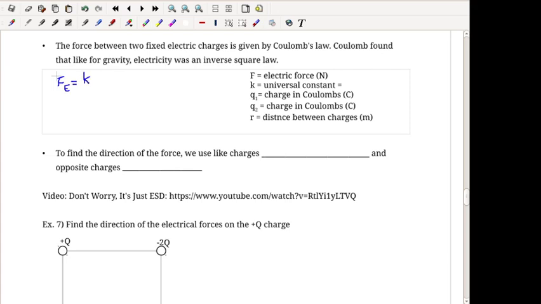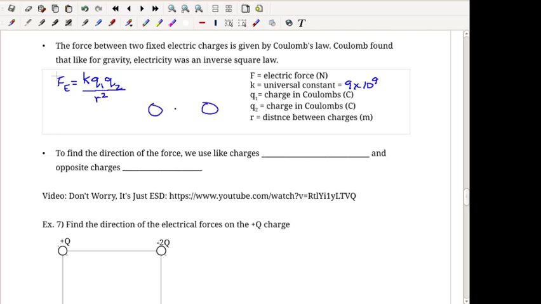So the electric force is K, which is a universal constant, which turns out is 9 times 10 to the 9. This is true everywhere in the universe, no matter where you are, the Earth, the Moon, the middle of the Sun. The universal constant for the electric force is 9 times 10 to the 9, times whatever your first charge is, times whatever your second charge is, divided by the distance squared between the charges. And we always count this distance squared from the center of each charge.